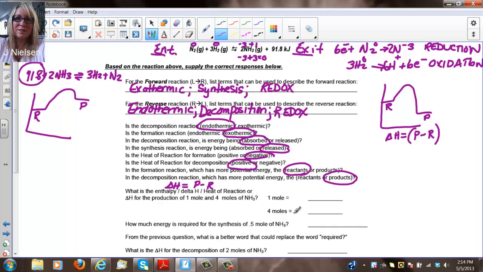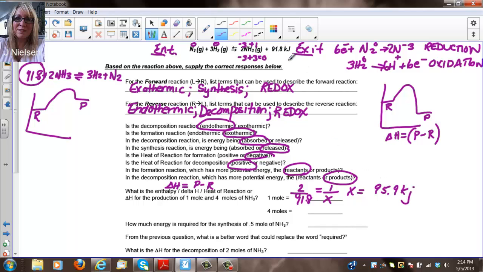So I can either just divide it in half, or I can set up a proportion. So when I have 2 moles, it produces 91.8 kilojoules of energy. Therefore, if I have 1 mole, how much energy is that? So my X is going to be equal to 95.9 kilojoules.